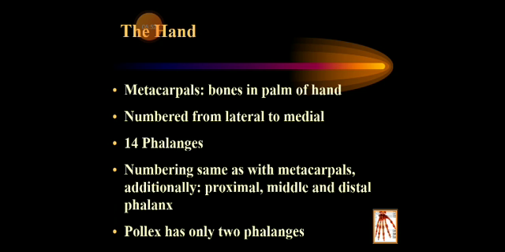Now in the hand, the metacarpals are the bones in the palm of the hand, numbered from lateral to medial. There are 14 phalanges, numbered the same as the metacarpals. Additionally, there are proximal, middle, and distal phalanges, and the pollex has only 2 phalanges.